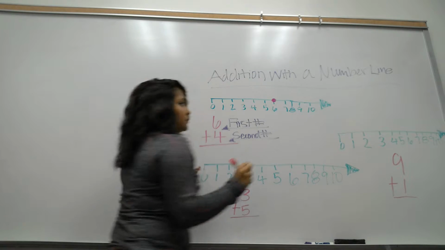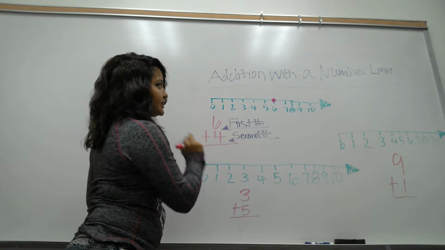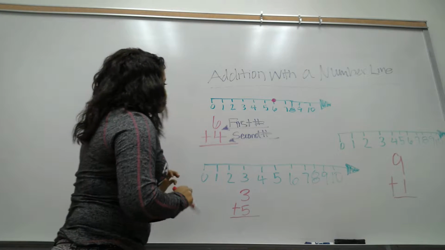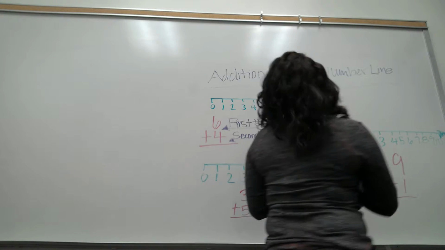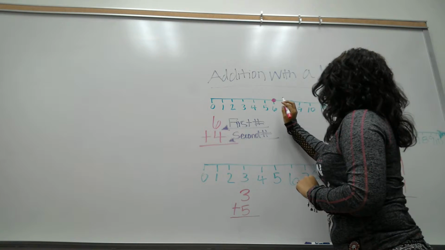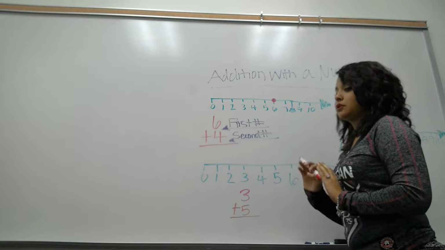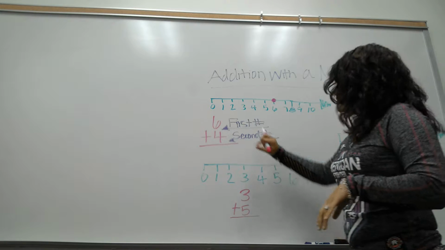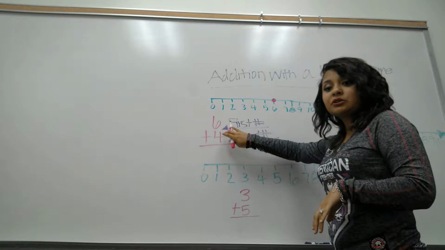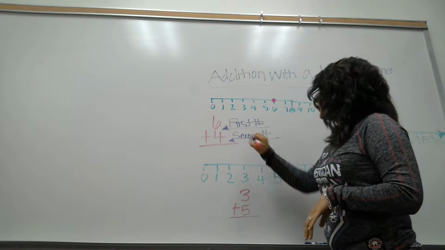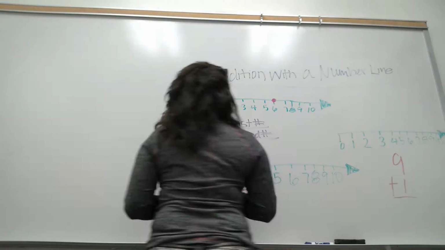Has everybody found number 6 on their number line? I want you to place your pencil on number 6 and draw a dot. Once you have done that, you are going to use your second number to move the same amount of spaces. So your second number tells you how many spaces you're going to move. So our number is 4, so that means we're going to move our pencil 4 spaces.